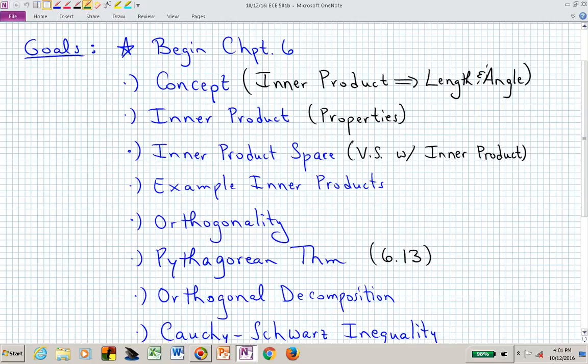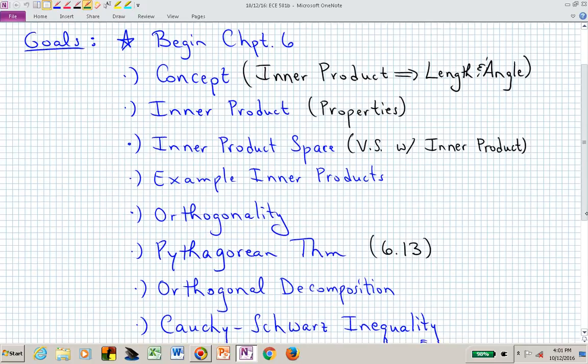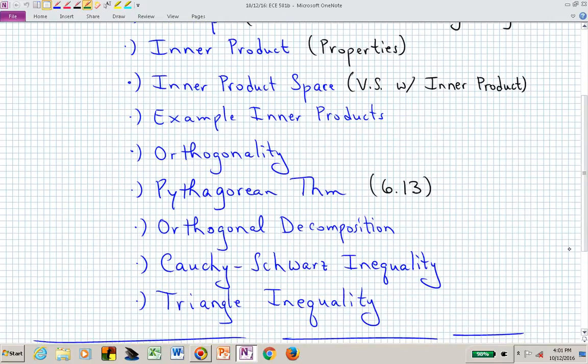Now we want to put some more structure onto these concepts, and the next one is going to be inner product, and that allows us now to speak a little bit more effectively relative to length and angle. Now we can define those topics with respect to vectors. And so we'll give the concept, the properties, then we will create something with more structure than a vector space, and that's an inner product space, which is a vector space with an inner product.